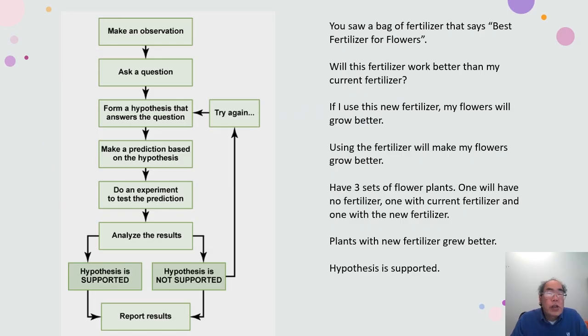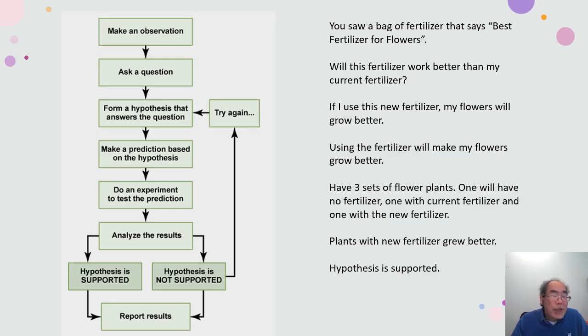So here's a flow chart summarizing the steps involved in the scientific method. We start with an observation. So we saw a bag of fertilizer in the home improvement store. We ask a question, will this fertilizer work better? Then we form a hypothesis. If I use this new fertilizer, my flowers will grow better.